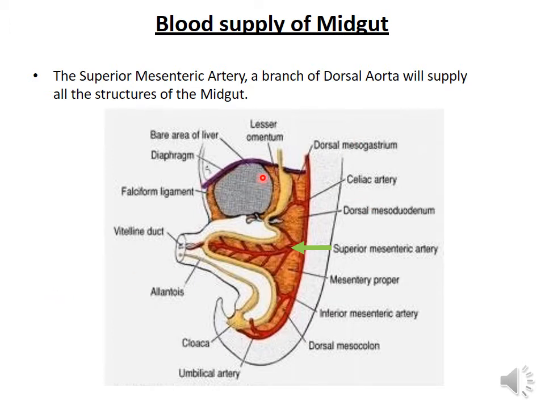The blood supply of the midgut structures is through the superior mesenteric artery, which is a branch of the dorsal aorta. This is the superior mesenteric artery.